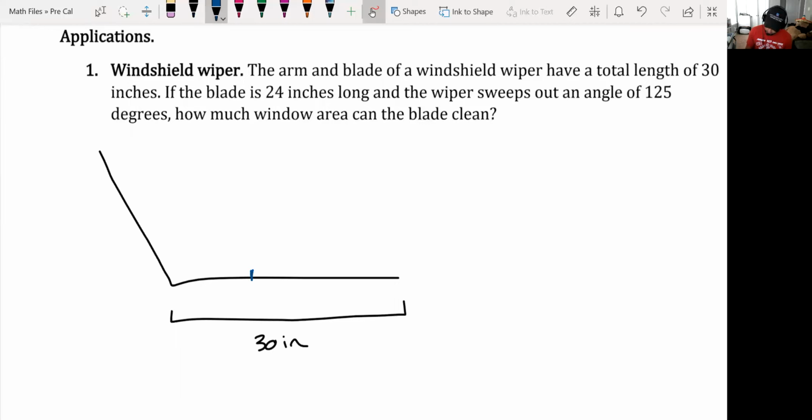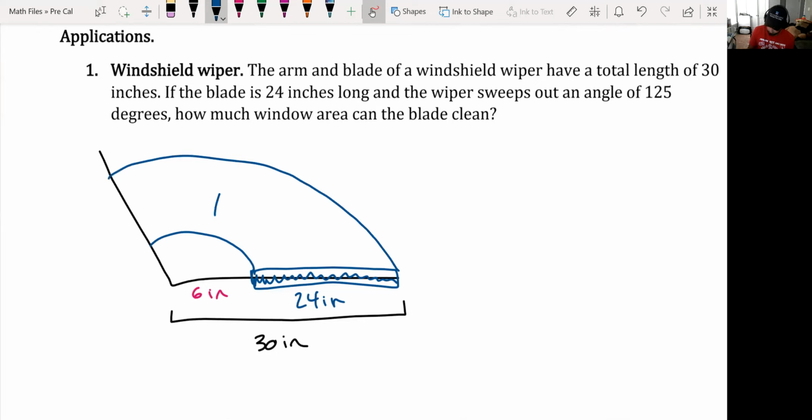So here is my wiper blade. So this is 24 inches, which means my arm is only 6 inches. And then it says the wiper sweeps out at an angle of 125 degrees. How much window area can the blade clean?